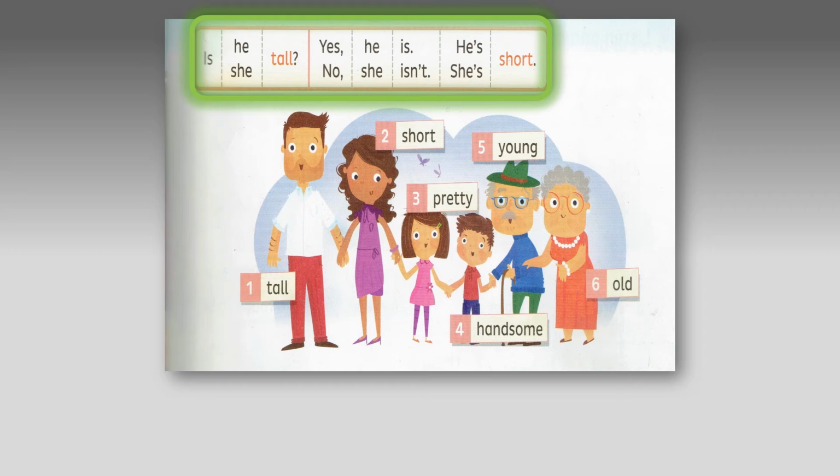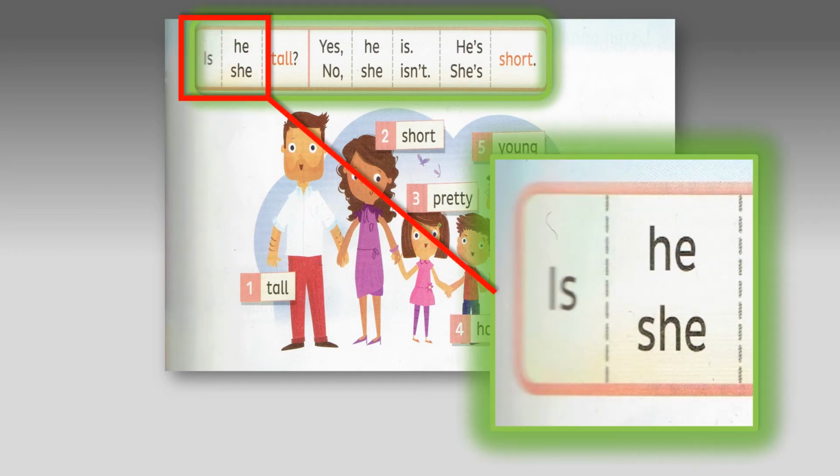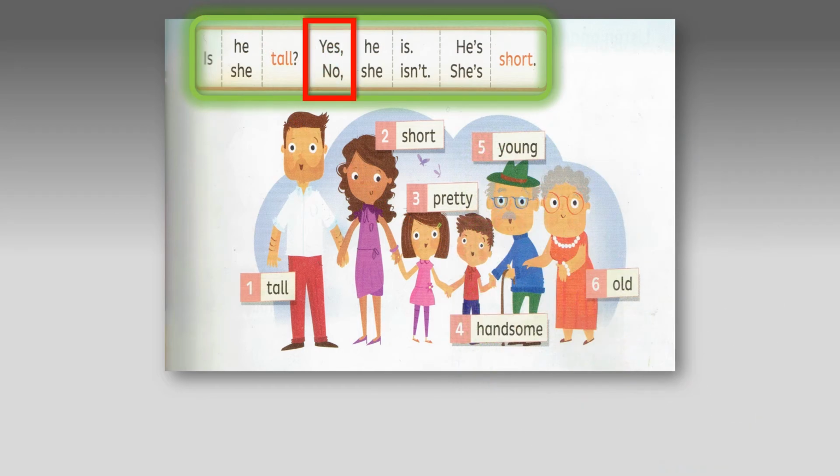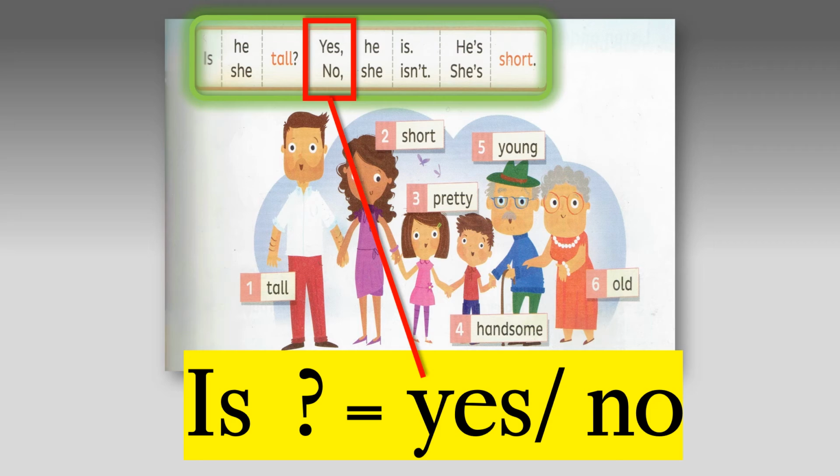So let's just remind ourselves from the student book about the structure of the sentence and the question. So we start with is he, is she? And then we say yes or no. So we have is he and then adjective. Is he tall? Is she short? Is she young? Is he old? And you know that because the question word is the verb to be, is, am, are, the answer will be yes or no. Because is, we say yes or no.